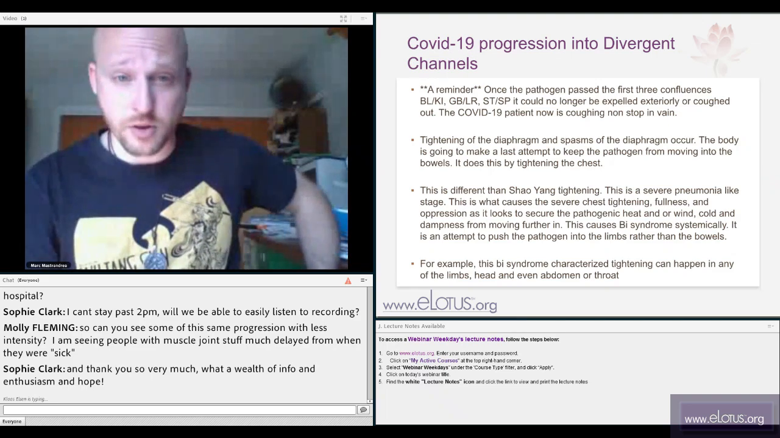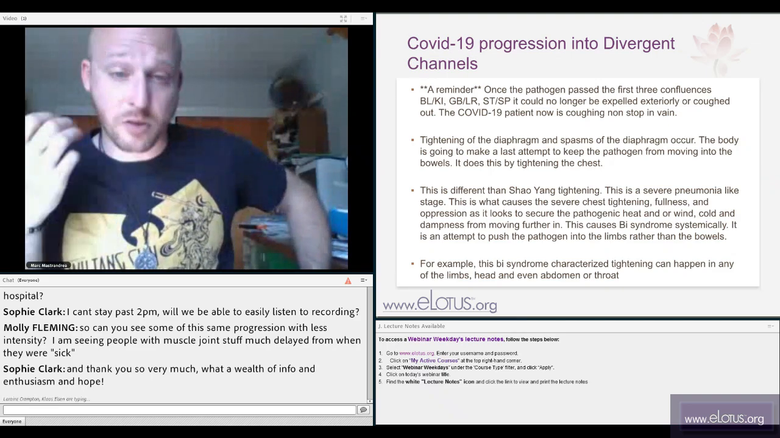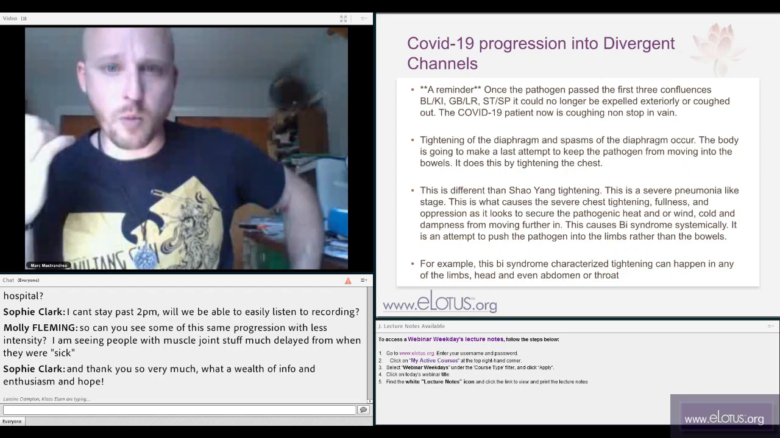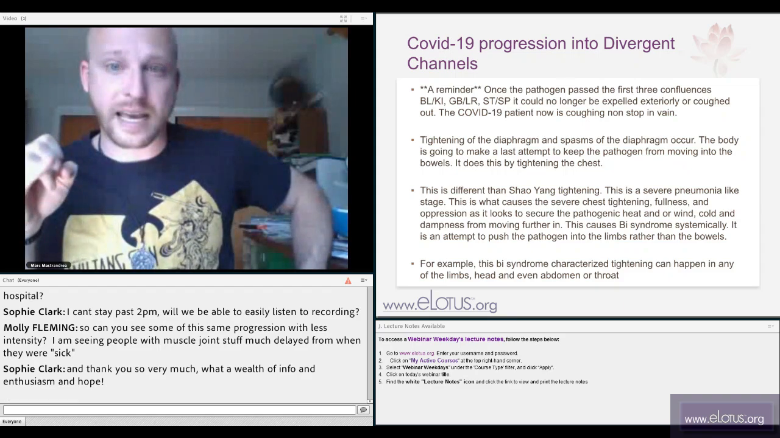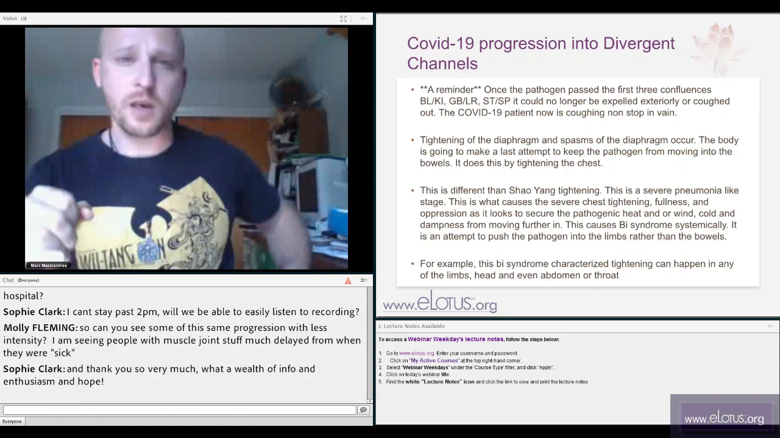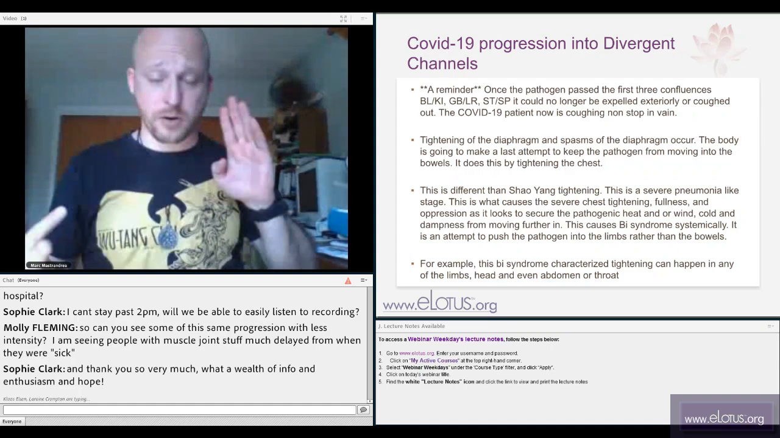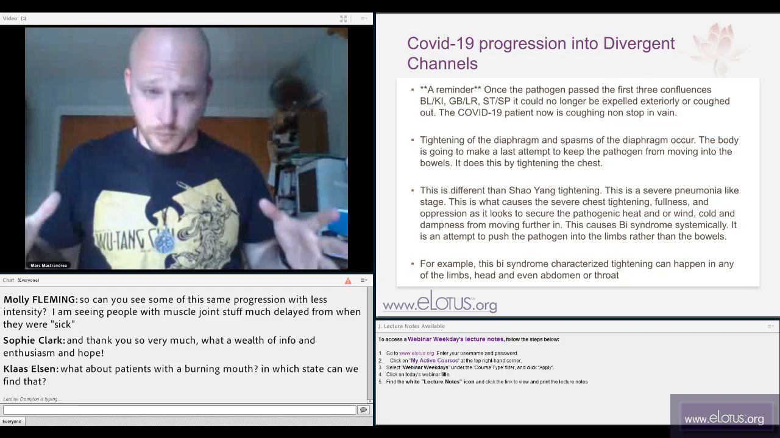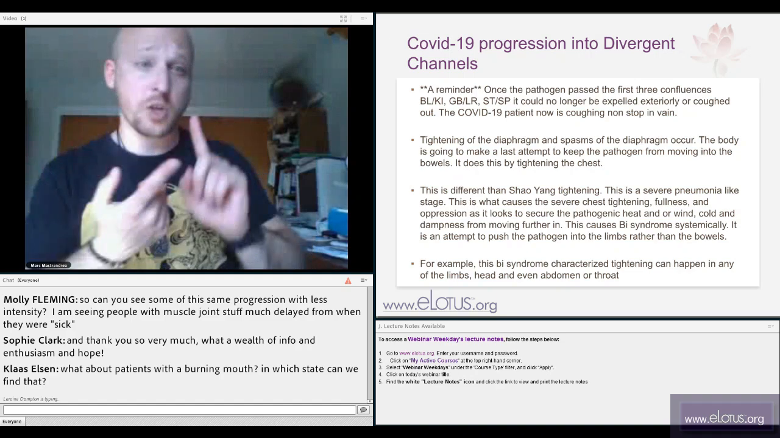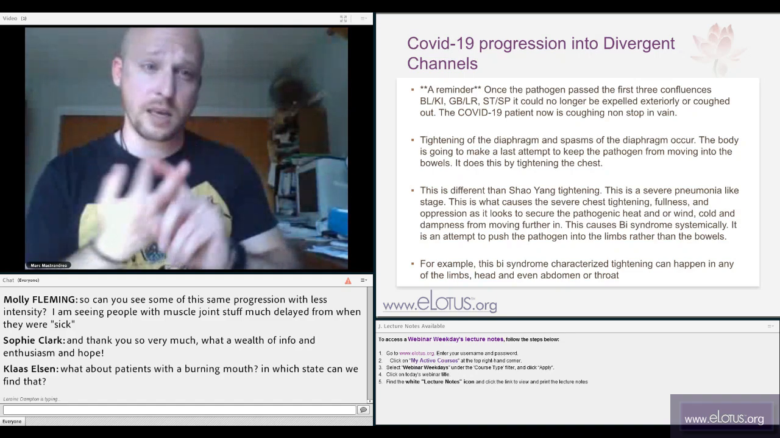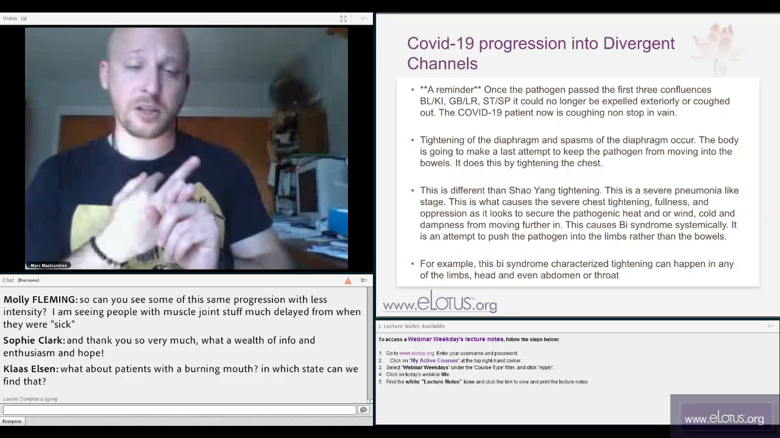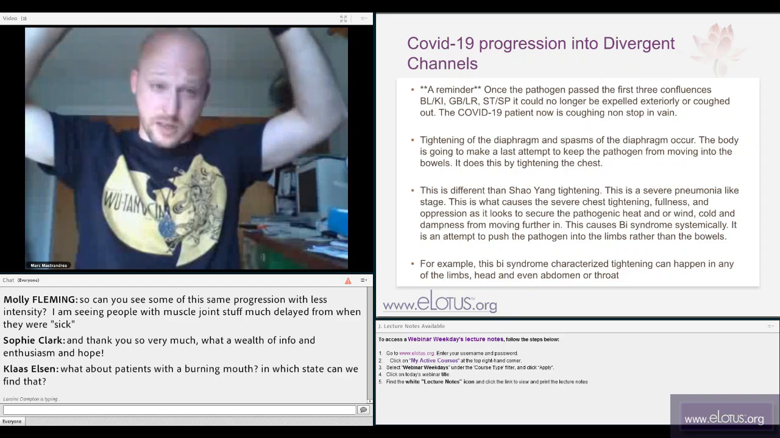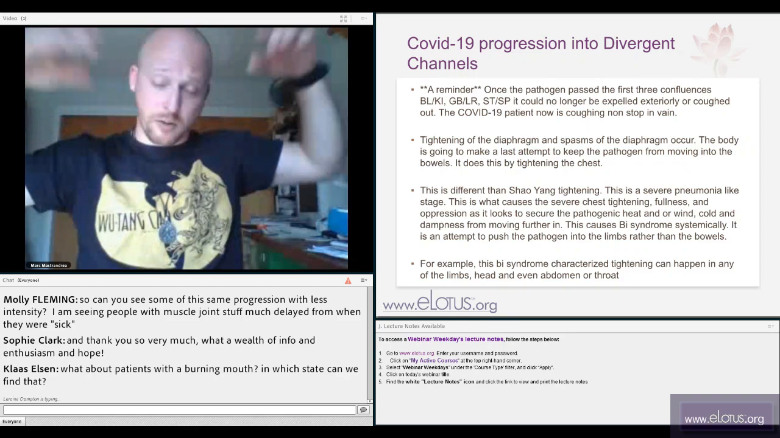A reminder, I want to remind you guys, once the pathogen is past the three confluents, the first three, again, I have to beat this into your heads so that you remember, it can no longer be expelled exteriorly. It can't be coughed out. So once it gets past the bladder, kidney, gallbladder, liver, stomach, spleen, you can't get it out exteriorly anymore. You have to support the next three confluences, small intestine, heart, the Sanjiao pericardium, and the large intestine, lung, to push it back up and out. And then you can use the upper confluences, the upper divergence, to clear it out, right?